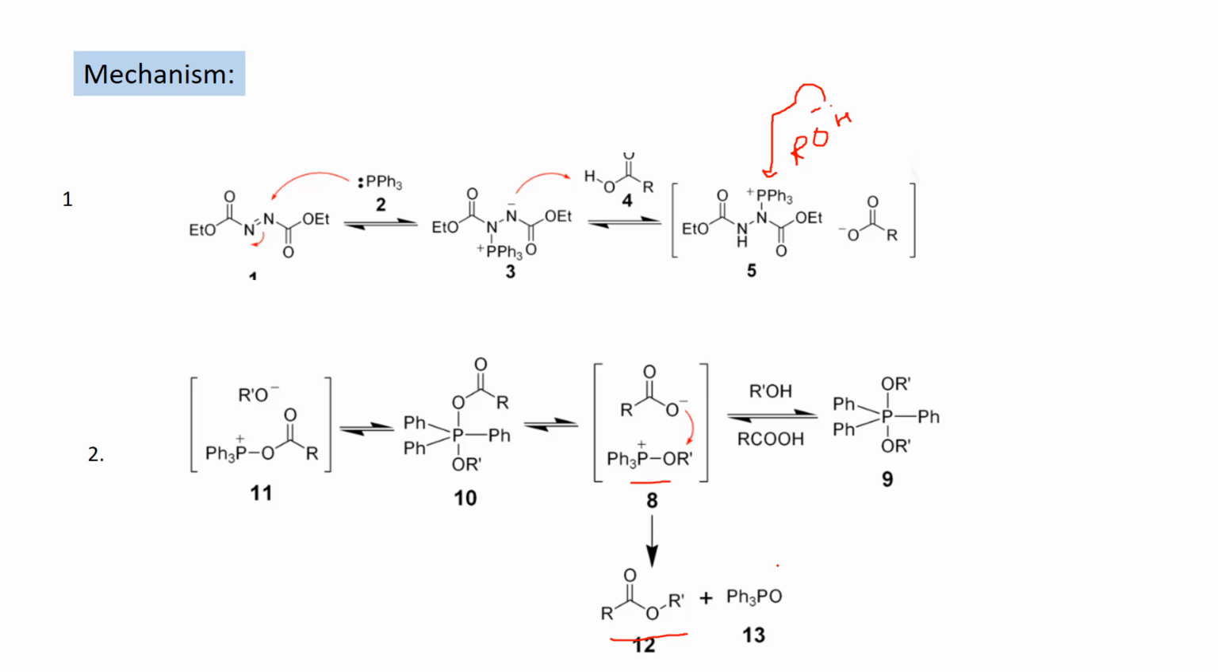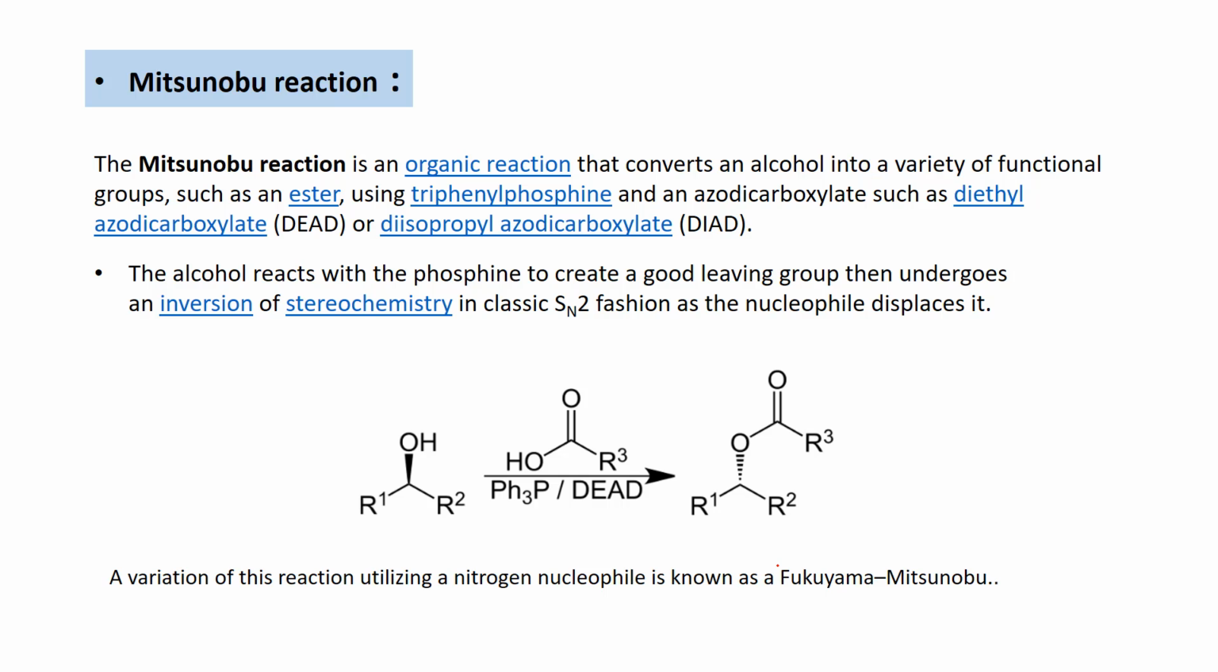This is just similar to the Appel reaction, but instead of CCl4 we are using diethyl azodicarboxylate. As it is similar to the Appel reaction, the stereochemistry will be reversed, because it is SN2 and SN2 always leads to inversion of configuration.